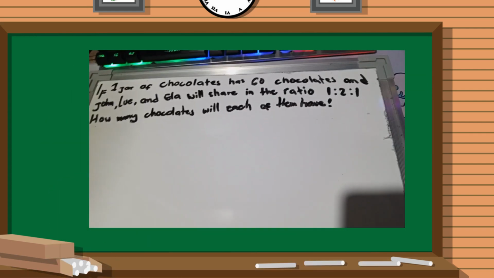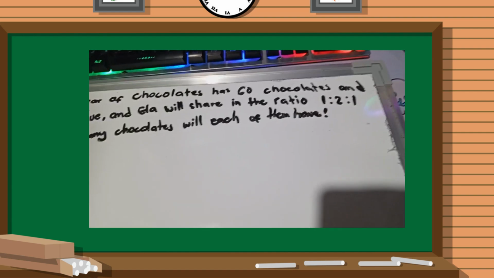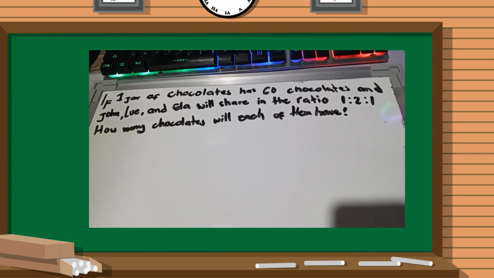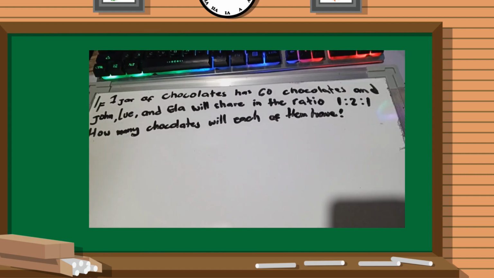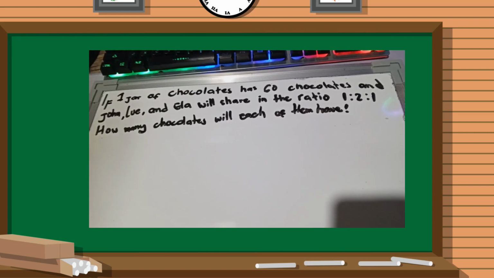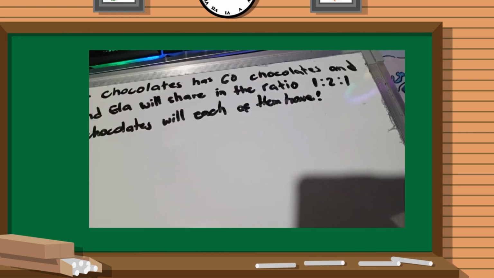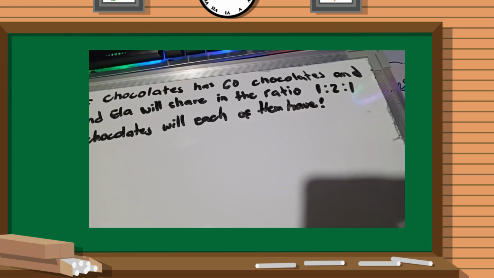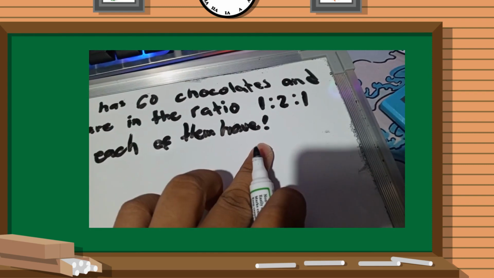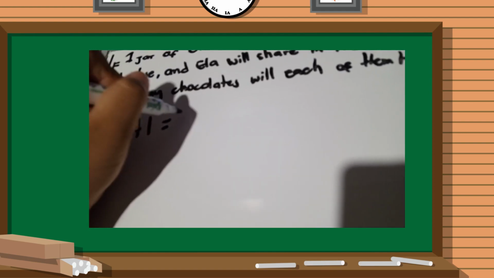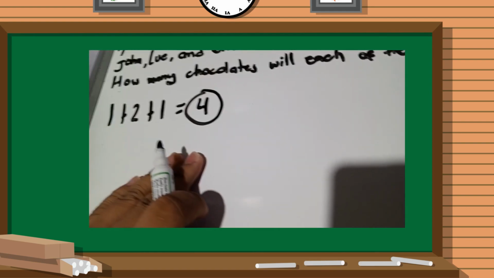Here's some examples. Now let's go to the example of a partitive proportion. If one jar of chocolates is 60 chocolates and John, Lou, and Ella will share in the ratio of 1 to 2 to 1, how many chocolates will each of them have? The first step that we need to do is find the sum of the ratio. So what we are gonna do is just add 1, 2, and 1. So 1 plus 2 plus 1 is equals to 4.